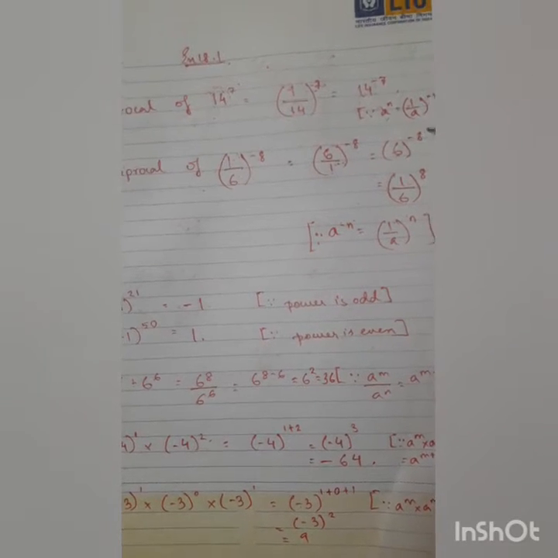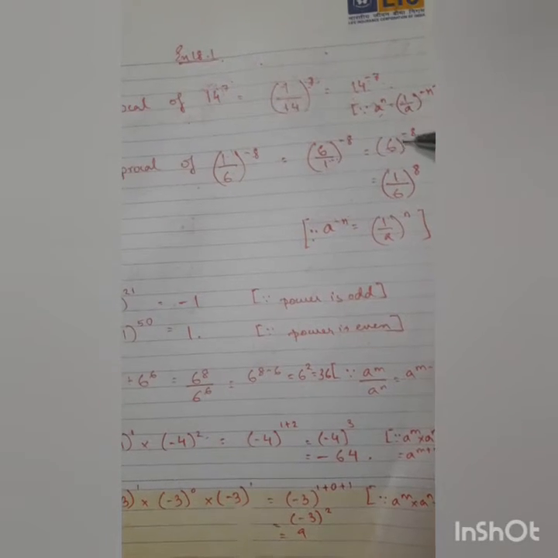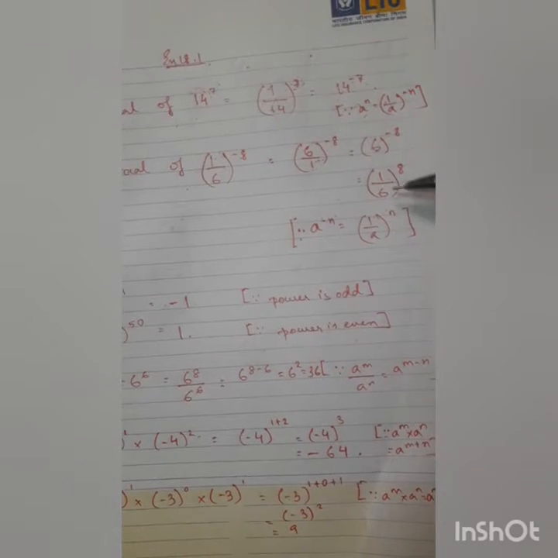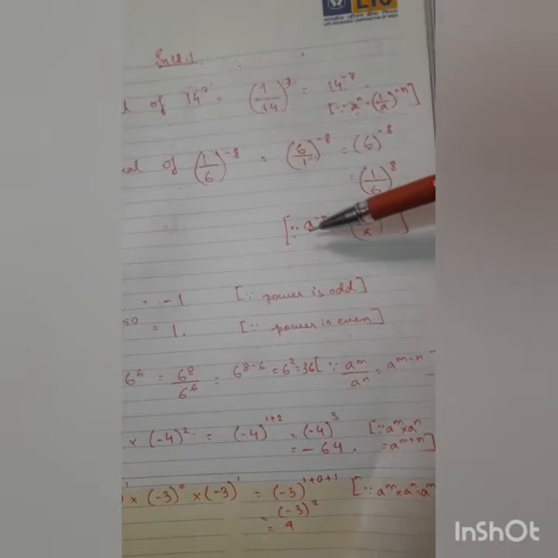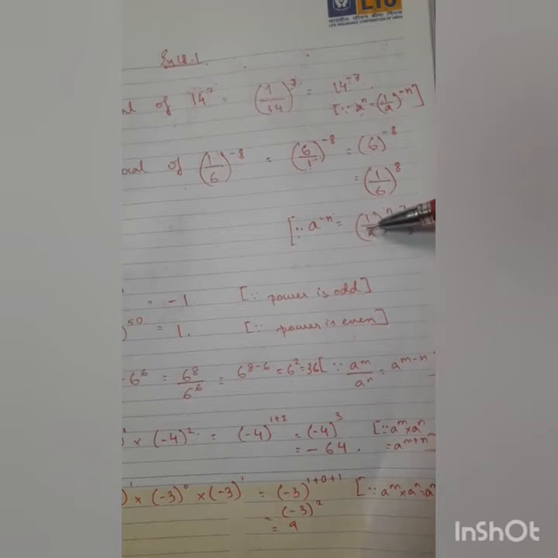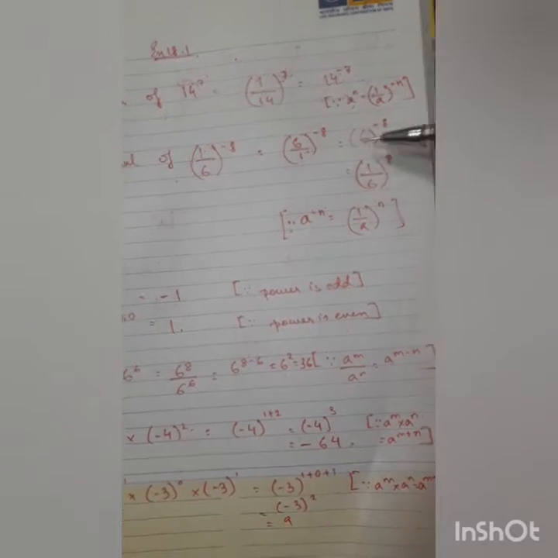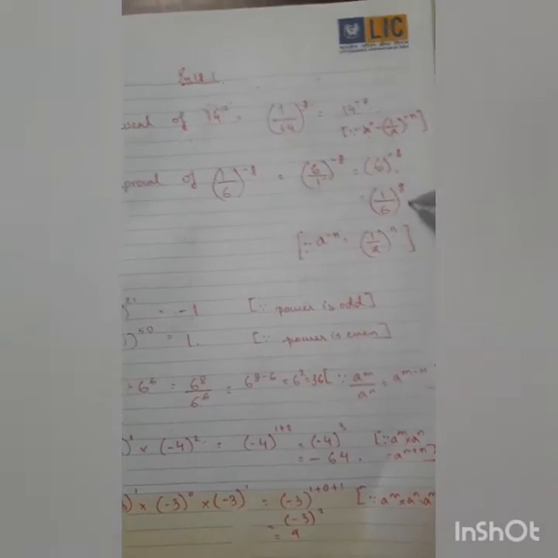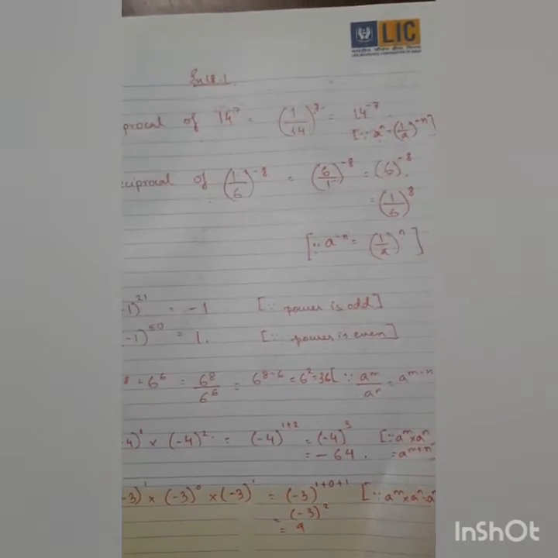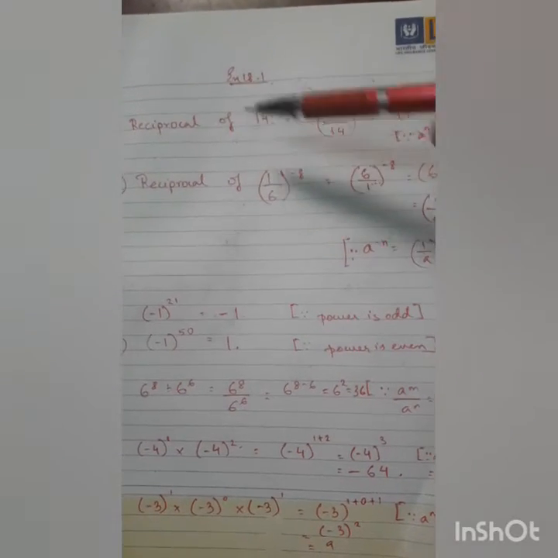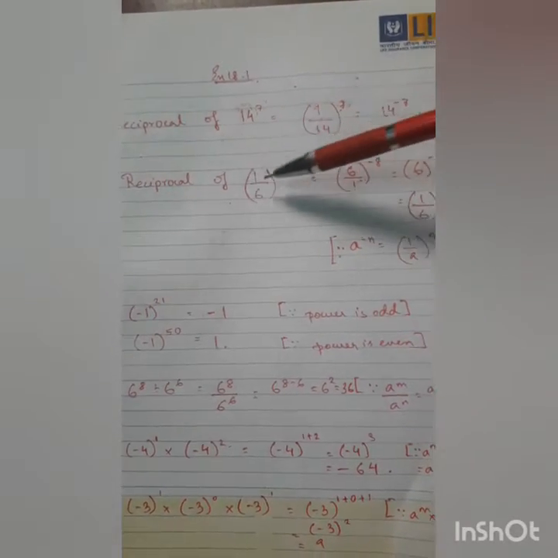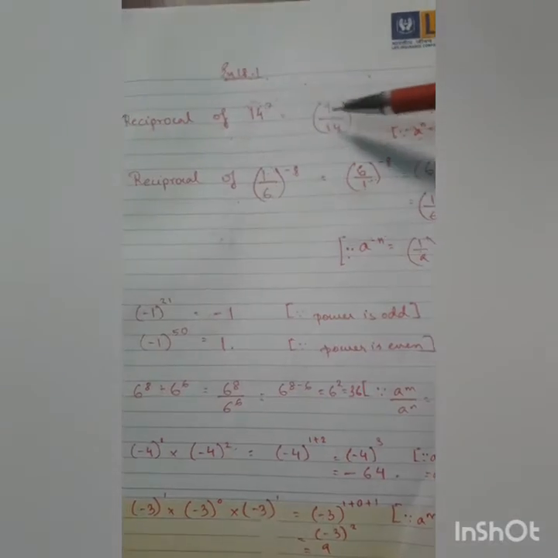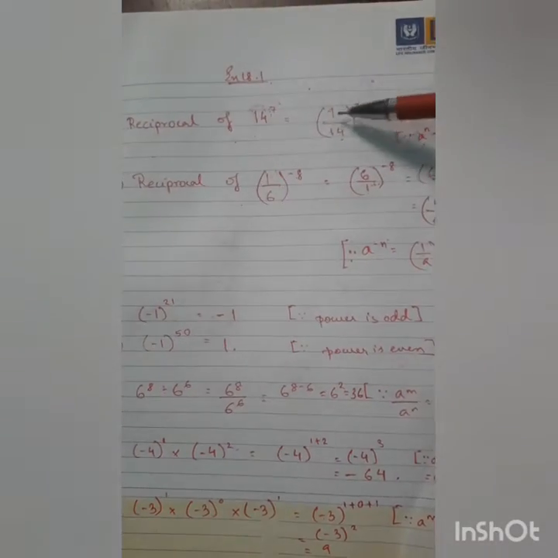Or if you want as a positive power, then you can change it to 1 by 6 to the power of 8. That is, since a to the power of minus n is equals to 1 by a to the power of n, so 6 to the power of minus 8 is equals to 1 by 6 to the power of 8. You can leave your answer here also, or you can change it. Okay, it is according to your wish. So what are we doing? Reciprocal means we are just changing the base as 1 by. So whatever the base is, you are just going to write it as 1 by.